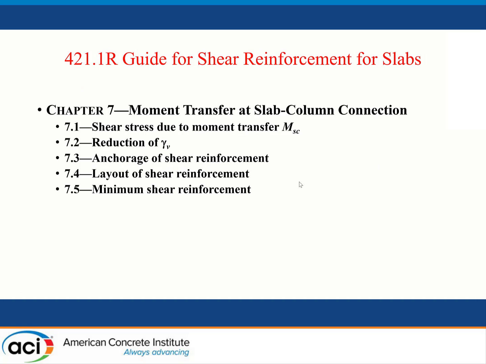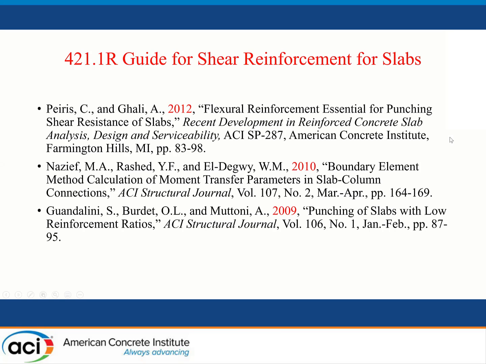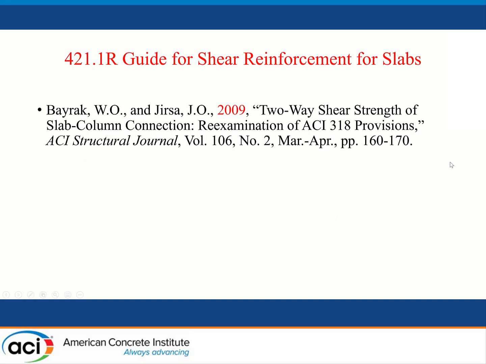There were some major provisions in chapter 7 on moment transfer at slab-column connections. So some of the notations have been changed, some of the equations have been changed. Things related to the shear stress due to moment transfer, MSC, and the reduction factor gamma sub V, anchorage of shear reinforcement, layout of shear reinforcement, and minimum shear reinforcement. So the major update was in this chapter. And the references listed include some based on the most recent research. Remember, the previous edition was 2008. So it shows the papers that were published up to 2017 in this guide.